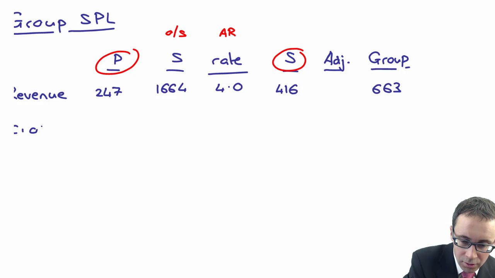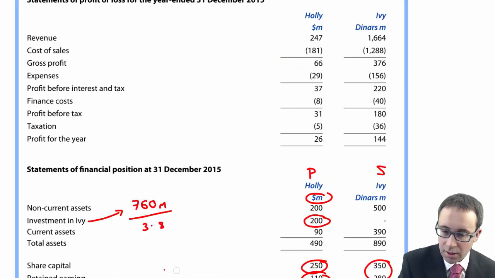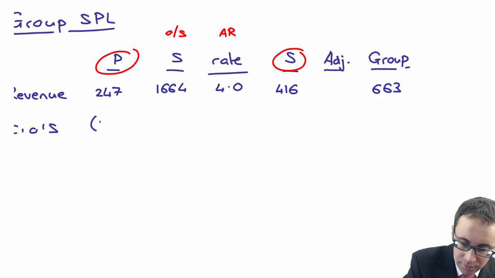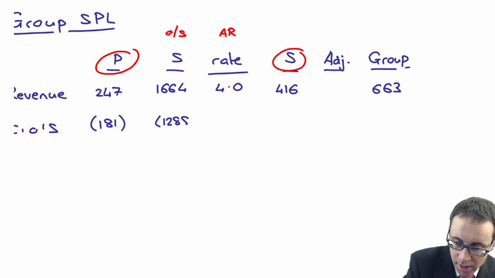We've then got, is it your cost of sales? So 181 and 1288. So 181, 1288 at a rate of 4.